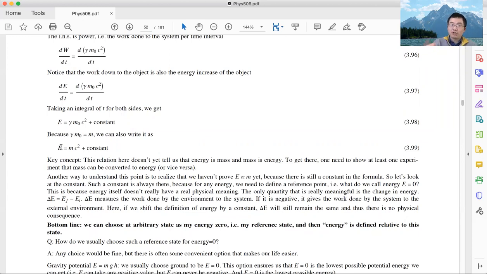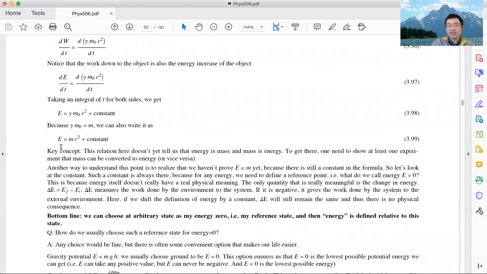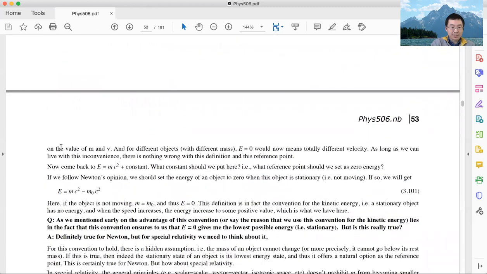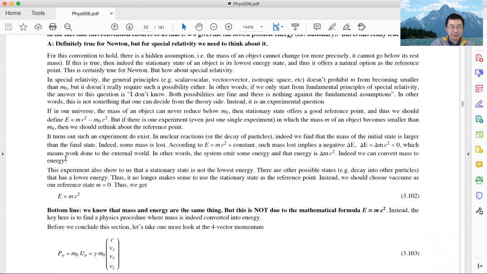So in the future, when we consider the energy conservation law, in addition to the kinetic energy, potential energy, and all those energies, we also need to add the energy from the mass part, mass times speed of light squared. That is also part of the energy. And mass and energy can no longer be distinguished. So that is what we discussed in this section.